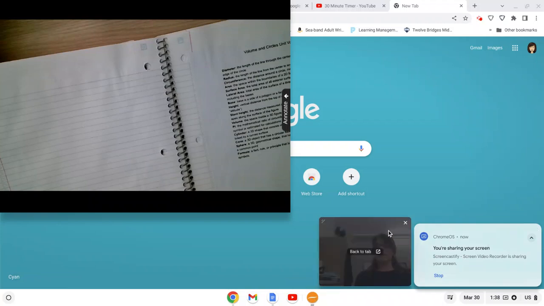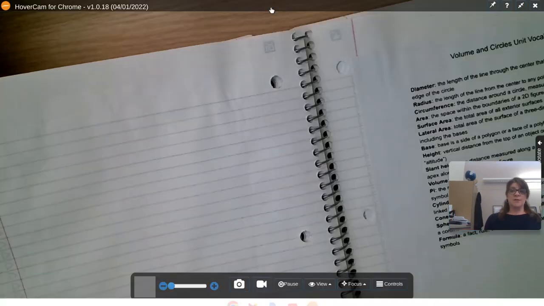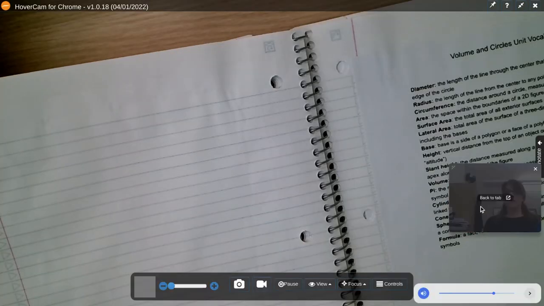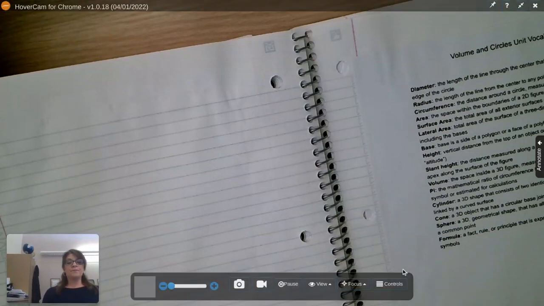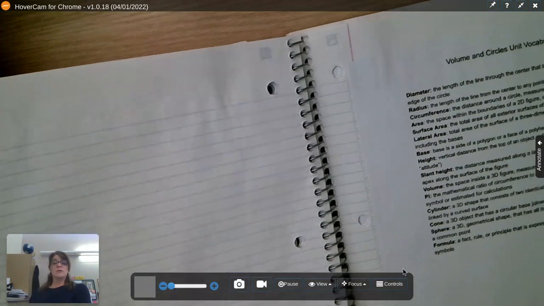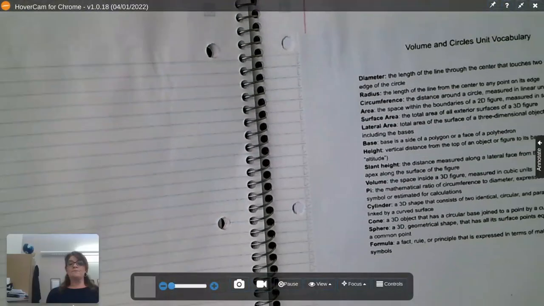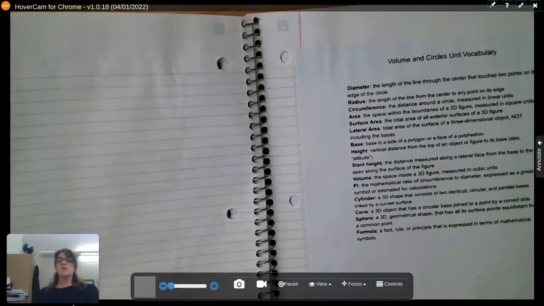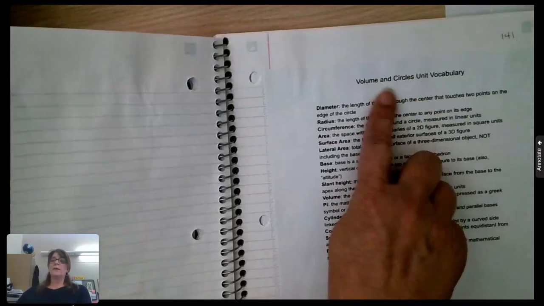Hey everybody, just wanting to get us the information that is needed for setting up your new notebook pages. For this year, this is going to be the last notebook section of the year. We'll see in future years how that goes. But the very first page, as always, is going to be volume and circles unit vocabulary.